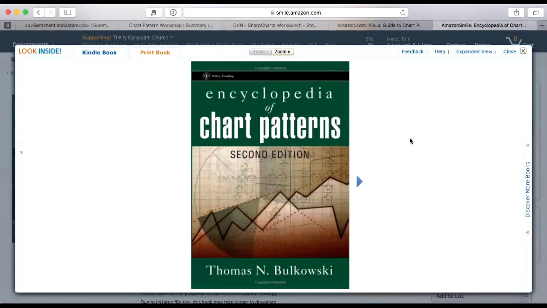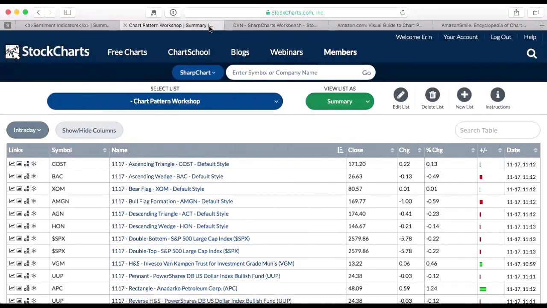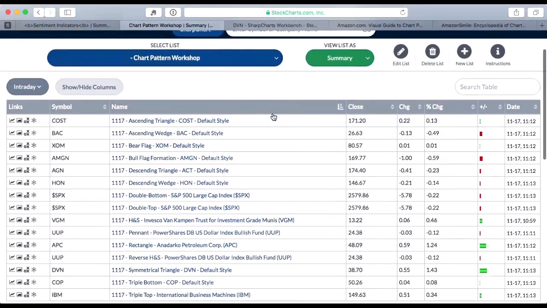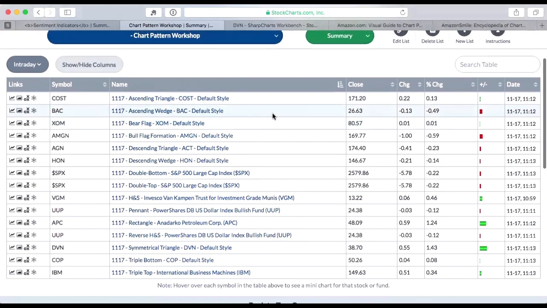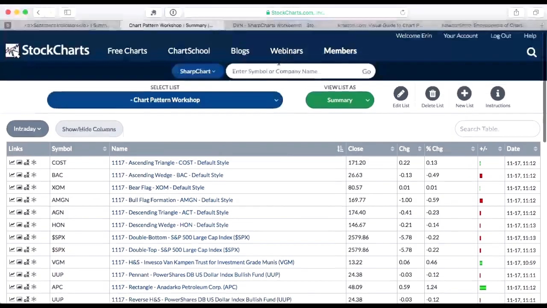Last question, and I think this is a really interesting one. What if the pattern contradicts the prevailing trend? And I'm just going to throw this out there. So we're in a bull market and you see a head and shoulders topping pattern. What do you do?